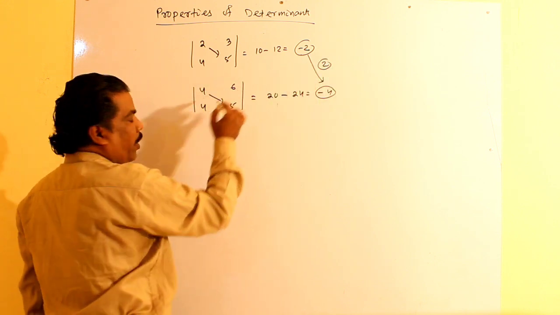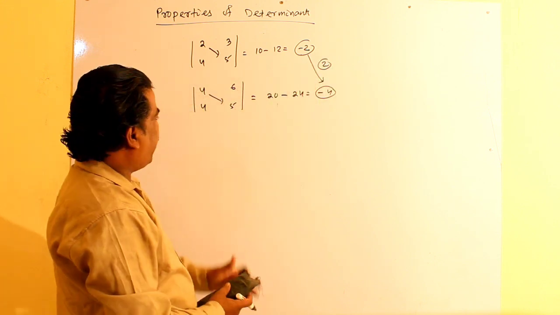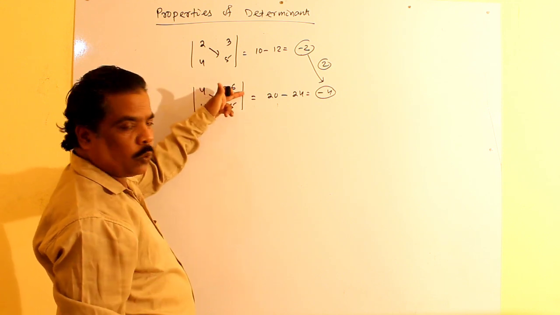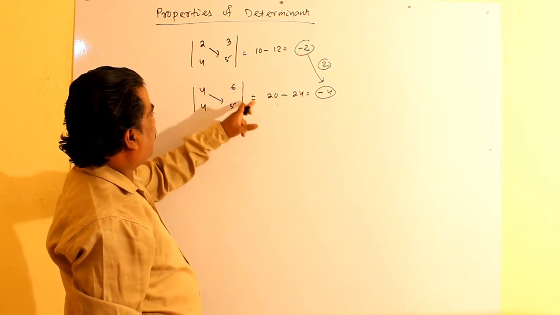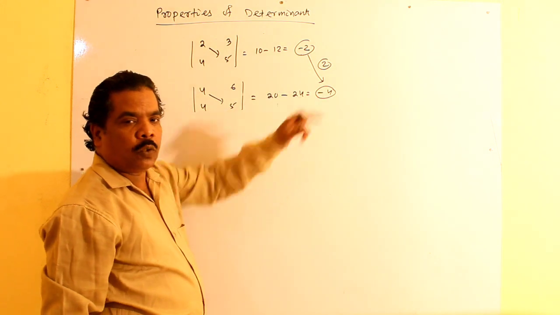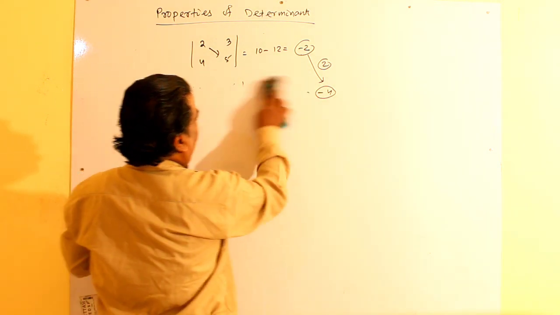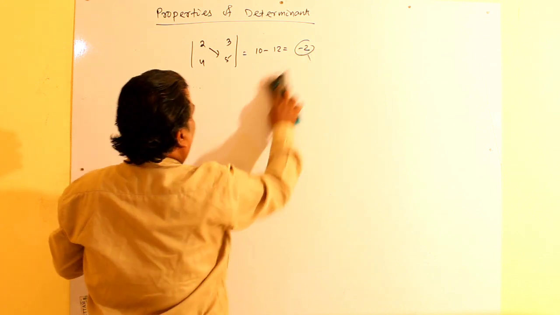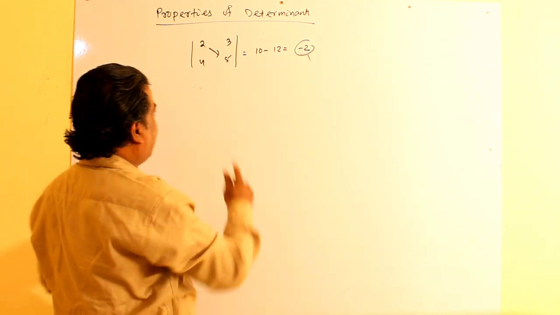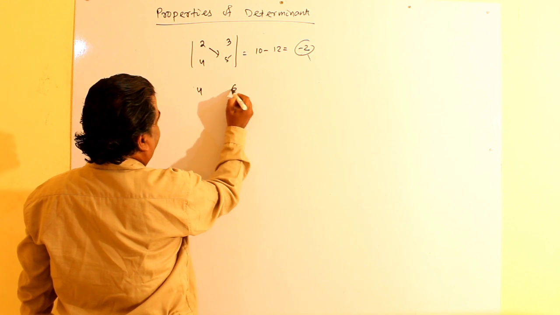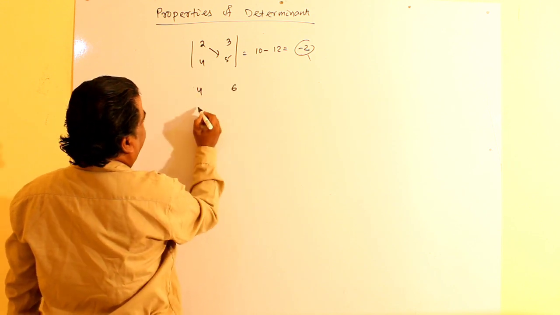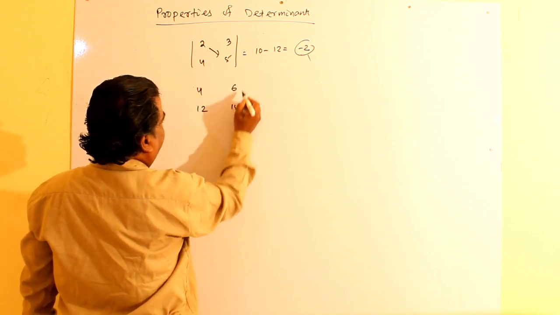When you multiply row 1 by 2, the value is multiplied by 2. All elements of row 1 are multiplied by 2, and we observe the value is also multiplied by 2. If we multiply all the elements of row 1 by 2, we get 4, 6, and row 3 is 3, 12, 15.